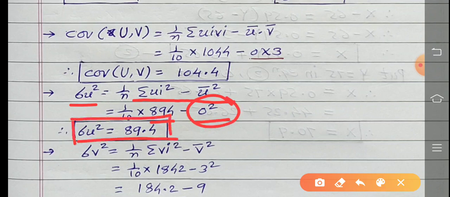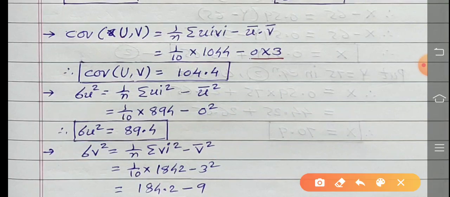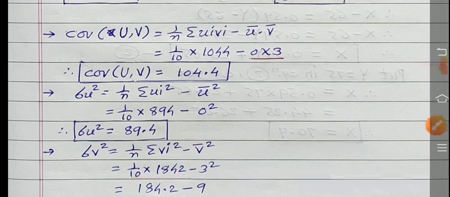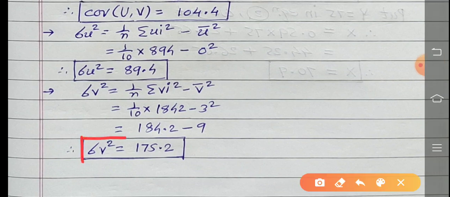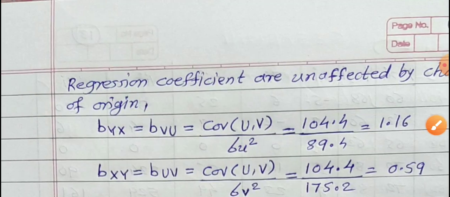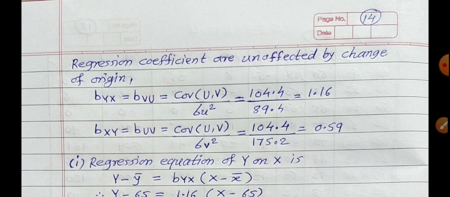Same way, sigma v square equal to 1 upon n summation of vi square minus v bar square. So 1 upon n means 10 multiplied by sigma vi square is 1842 minus v bar square is 3 square. Now check here, what is the answer here? 1842 divided by 10 means 184.2 minus 3 square is 9. So what is the subtraction? So we are getting the answer sigma v square equal to 175.2.